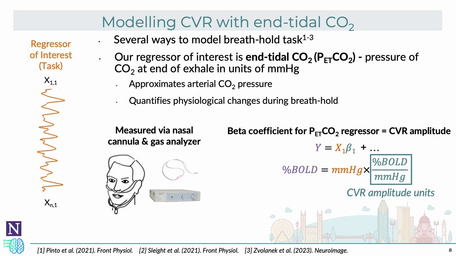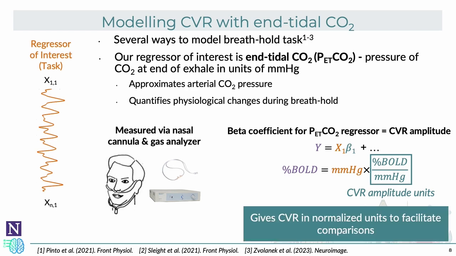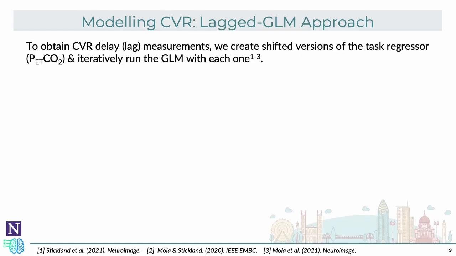To obtain CVR delay measurements, we need something a little bit more sophisticated than the standard general linear model. And we call this the lagged general linear model, or the lagged GLM approach. This involves creating shifted versions of the task regressor, so end-tidal CO2 in this case, and then iteratively running the general linear model with each one.